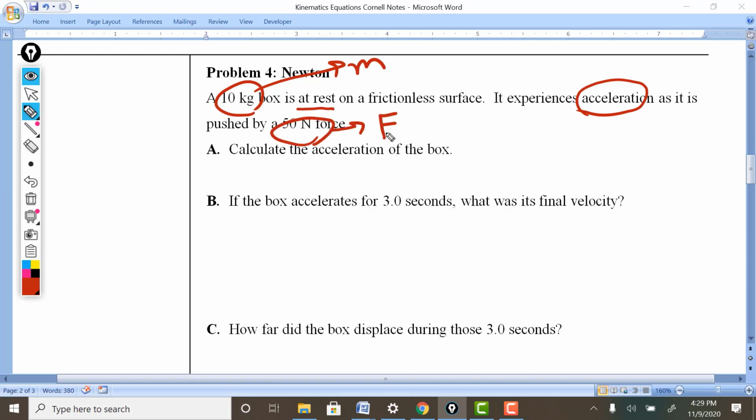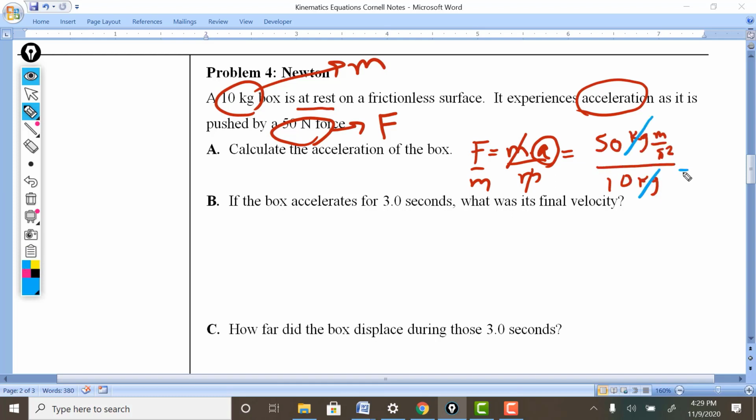A, calculate the acceleration of the box. Well, second law, and there's only one force. If I divide both sides by m, I get acceleration. So acceleration is the 50 newtons divided by the 10 kilograms, you're welcome, and I get 5 meters per second squared. So let's keep that in mind: it accelerated at 5 meters per second squared.